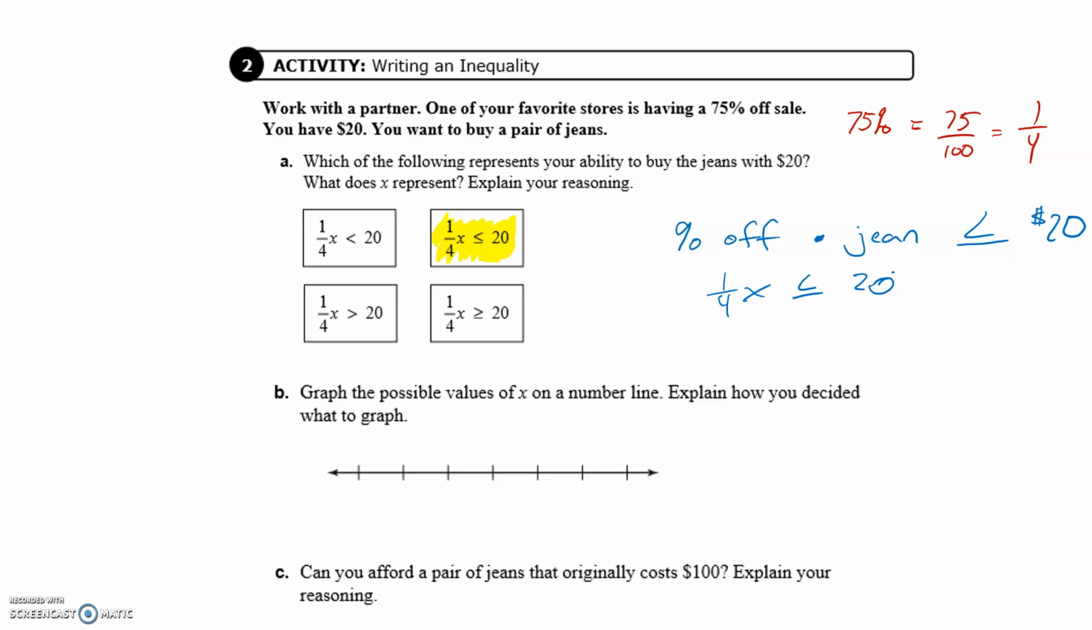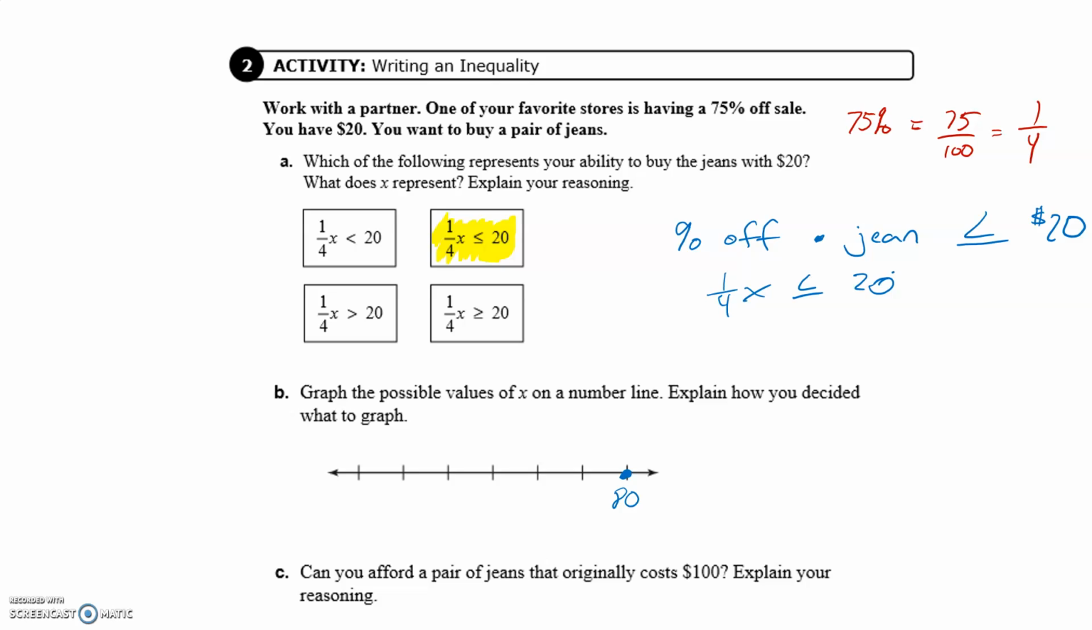All right, so graph the possible values of X on a number line. Explain how you decided what to graph. There's many different possible values depending on the price of the jeans. 1/4 times X is less than 20. So the most that the jeans can be would be $80. The reason why $80 is the max is because 1/4 of 80 is 20, so it can't be more than $80.